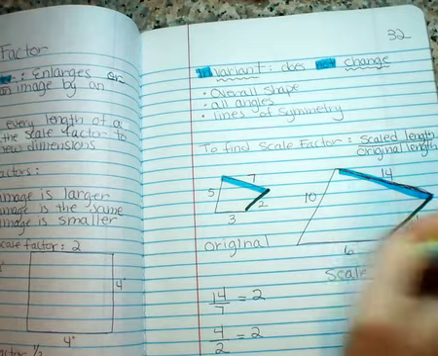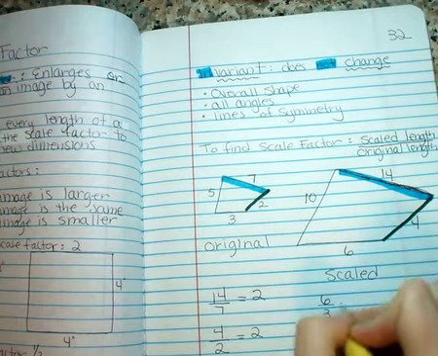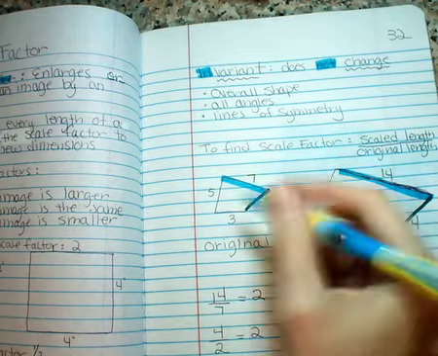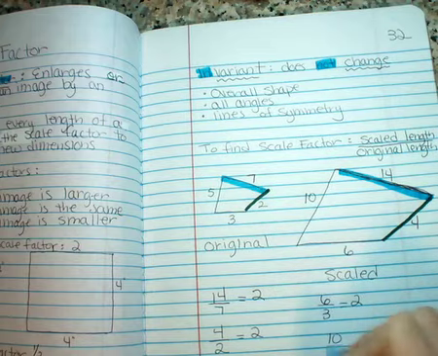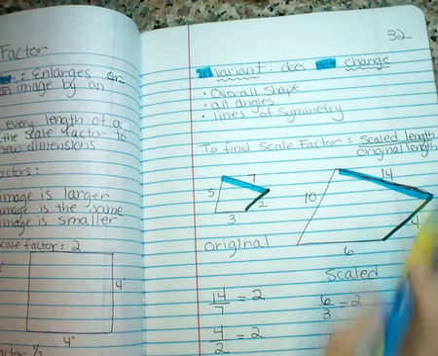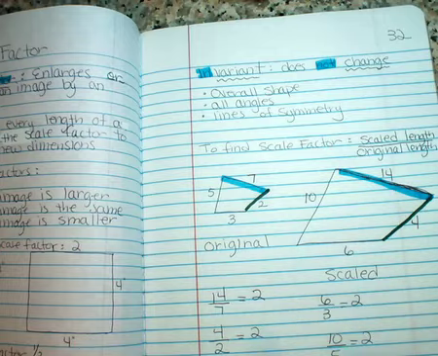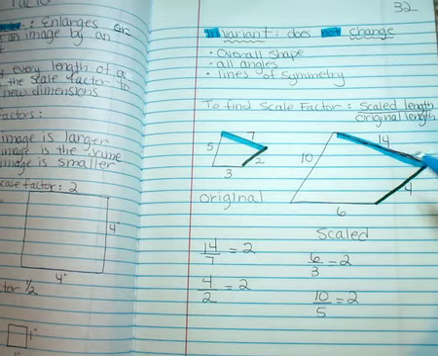And we can continue working our way around, and we can do 6 divided by 3, which is also 2, or 10 divided by 5, which is also 2. So since we had the exact same scale factor for every length that we measured, we know that these two are in fact scaled copies of each other.